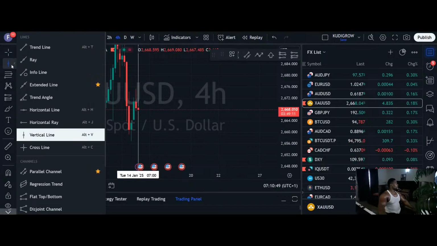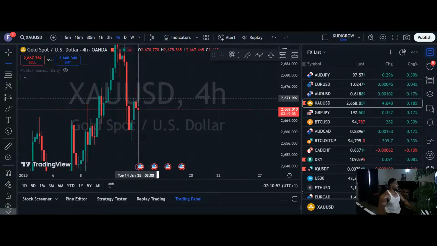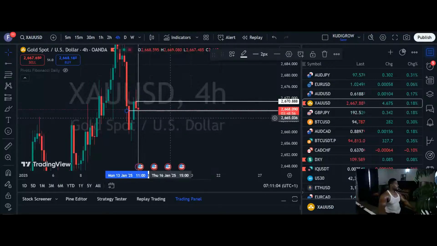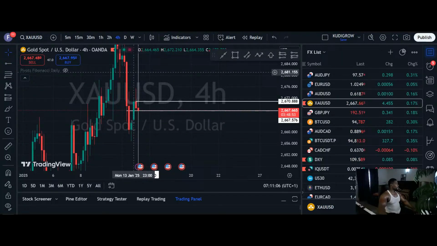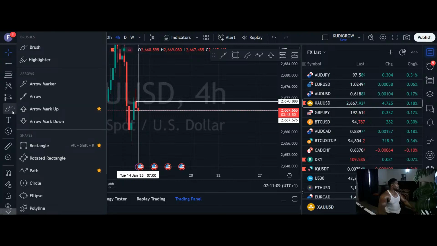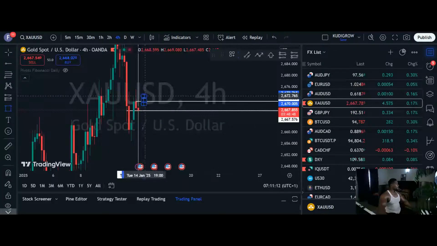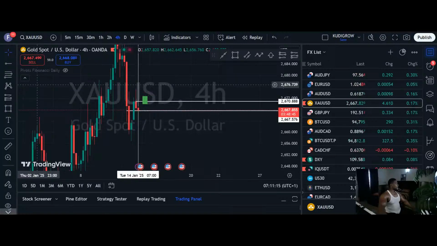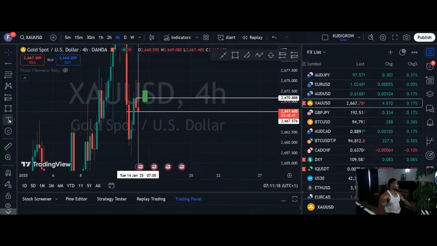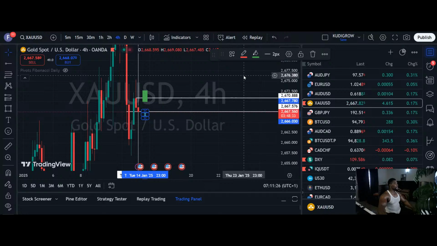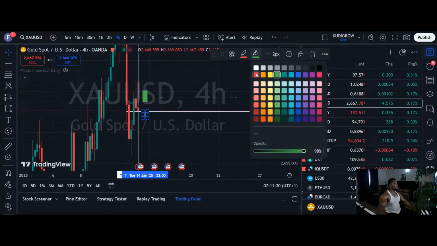One thing you notice is that on the upper side, the shadow is longer than the body. Hence, we are going to put our line here. And on the bottom part, the shadow is shorter than the body, hence we need to put our line over here. Once that is done, we are expecting either of two things. If the candle closes above here, the next candle becomes our buy trade. And if the candle closes below this line, the next one becomes our sell trade.